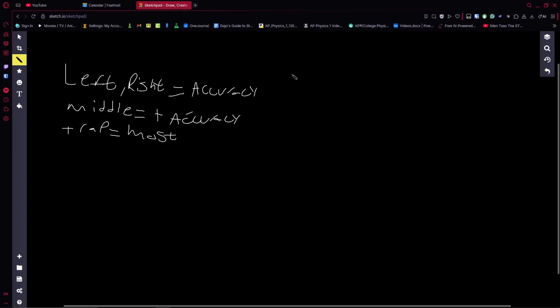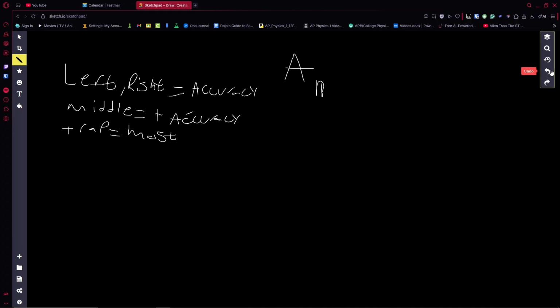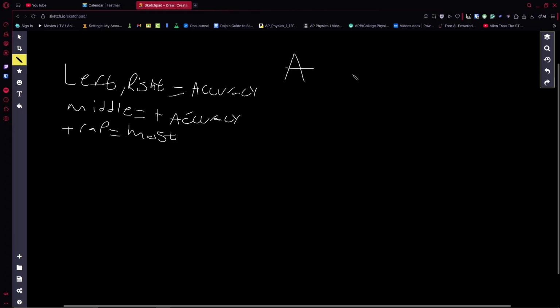Now, what is the notation for Riemann sums? Okay, so we have different notations for each one. Let's say the basic format is this. We have, let me make that a bit better, we have A subscript n.